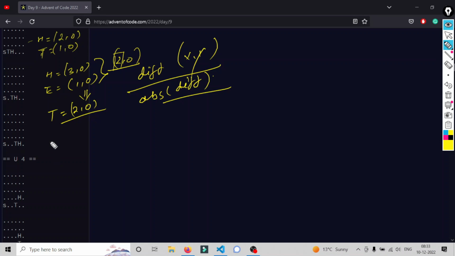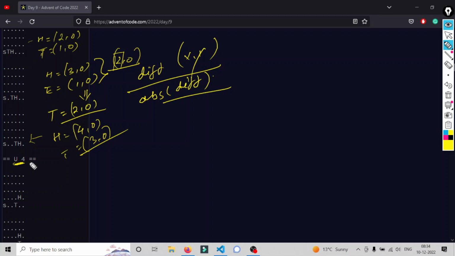Now again move to the next. Here the head will now be pointing to 4 comma 0 and the tail will be pointing to 3 comma 0. Okay. Now what is the instruction? Move in the up direction.